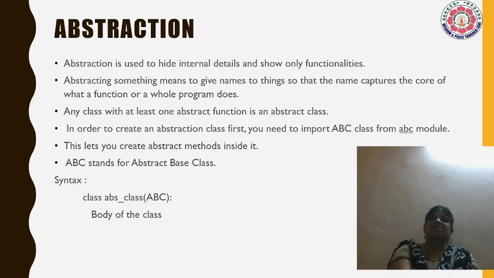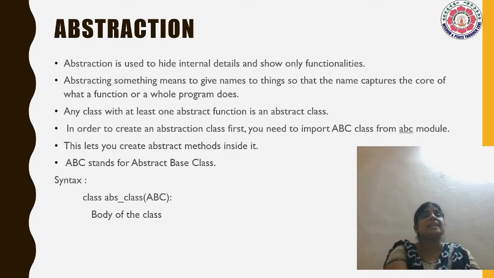Then comes abstraction. What do you understand by abstraction? Abstraction is basically hiding certain internal details and showing only the required functionalities. So abstracting something means to give names to things so that the name captures the core of the function and all such stuff. Any class that has at least one abstract function is called an abstract class. In order to create this abstract class, we need to import the abstract class from the abstract module, and the syntax of an abstract class is shown something like this in the slide.